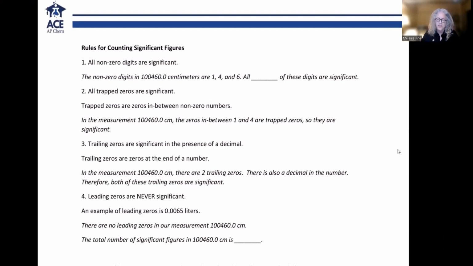All non-zero digits are always significant. So we have non-zero digits in here, 1, 4, and 6. So all 3 of these digits are significant. All trapped zeros are significant. So we have 2 trapped zeros here. These guys aren't trapped because they're trailing zeros. So we've got 2 trapped zeros, and all trapped zeros are significant. Okay. So far in this number, we've got 3 sig figs plus 2.